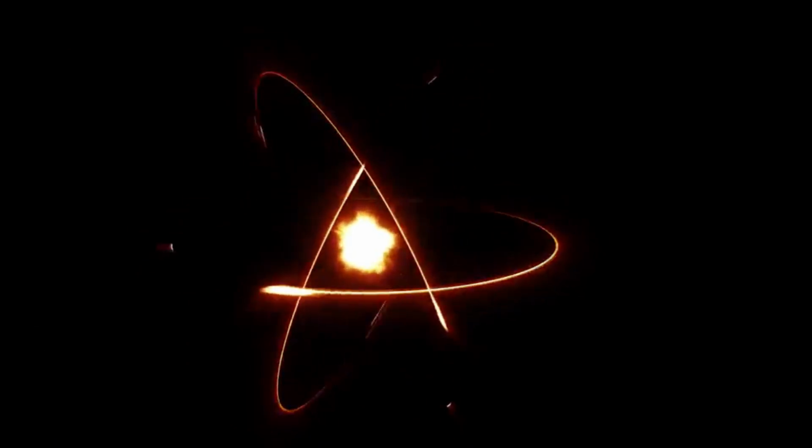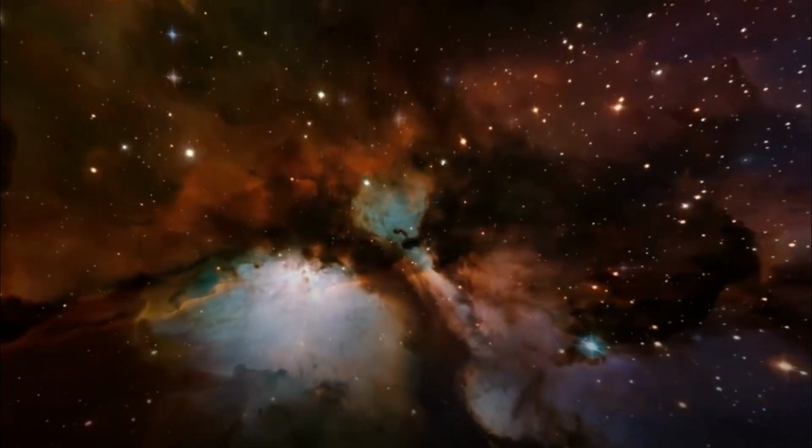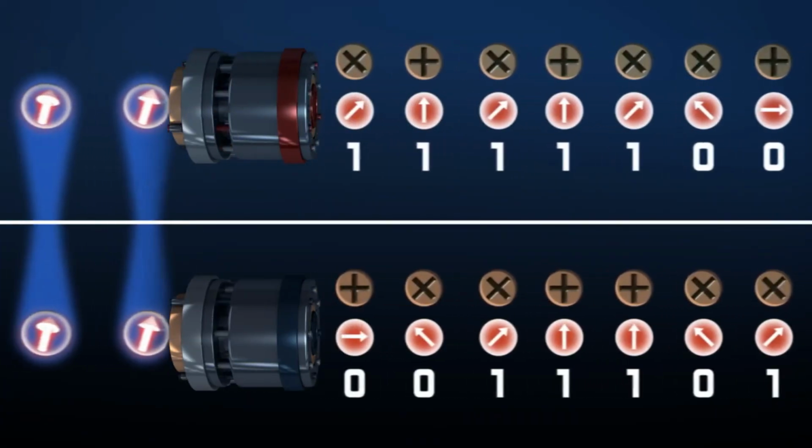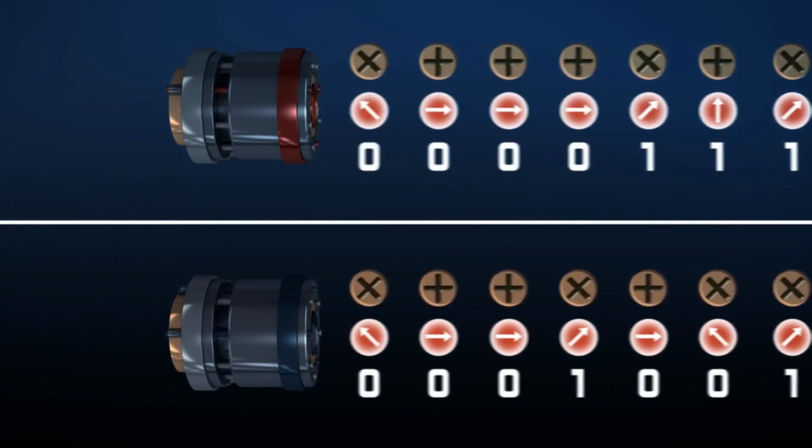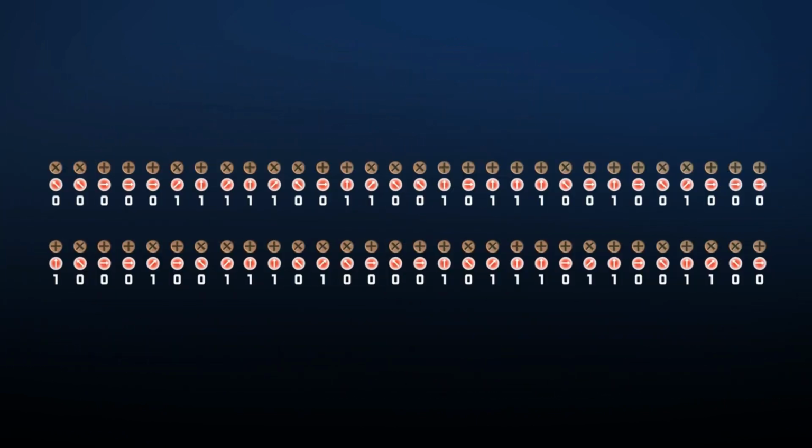A photon can have 4 states of polarization: horizontal, vertical, diagonal to the right, or diagonal to the left. Horizontal and diagonal to the right polarized photons represent qubits with the value of 1, while the vertical and diagonal to the left ones represent the value 0.